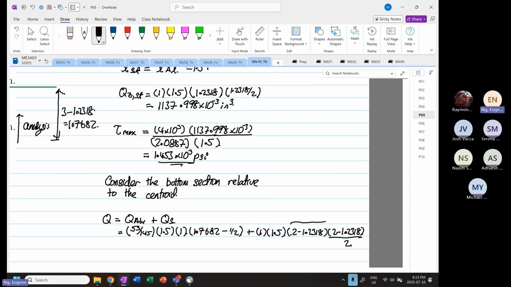So this over here is our width, our y bar. Oh, no. What am I doing now? Over here, this is our y bar.